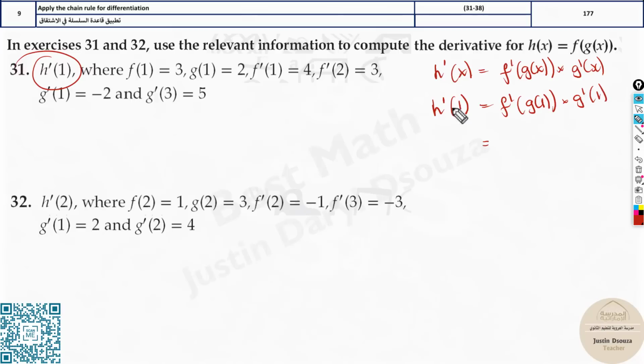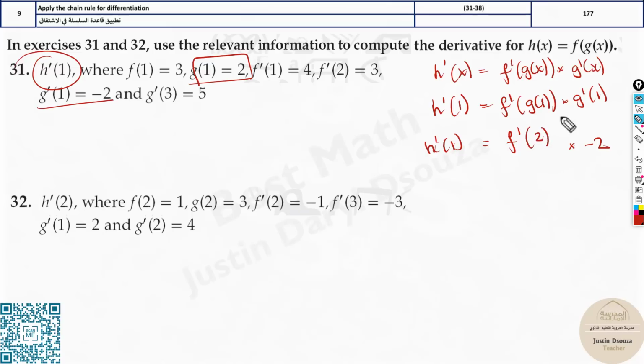Now let us substitute. We need to find h prime of 1, we do not know that. That is what we are finding in this question. But here, do we know g prime of 1? Yeah, we know g prime of 1 is minus 2, right? So this is minus 2. Okay, very easy. What is g of 1? Sorry, it's not prime, g of 1. We know it is 2. So that's going to be f prime of 2.